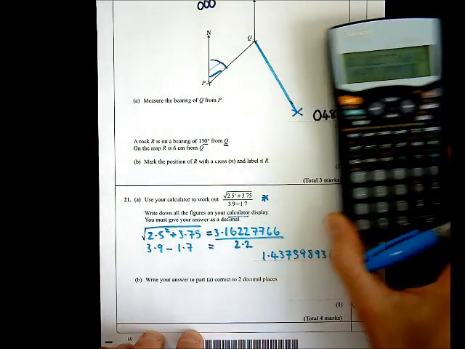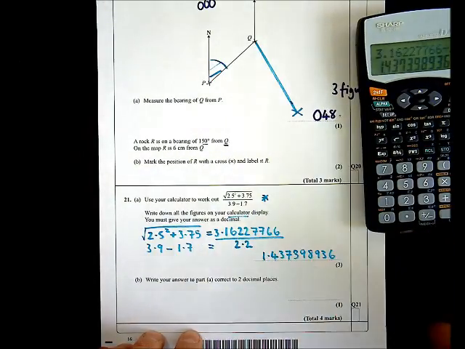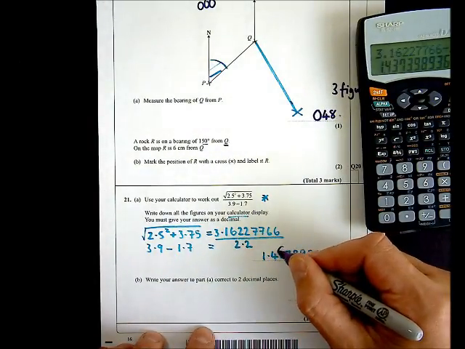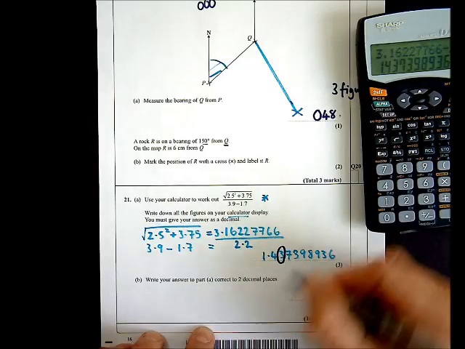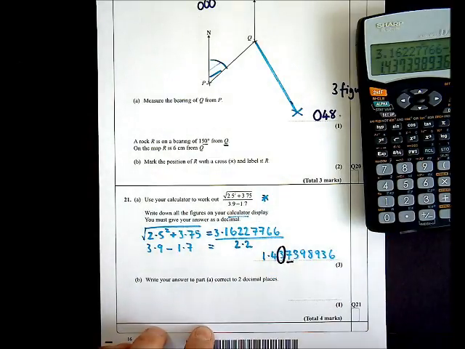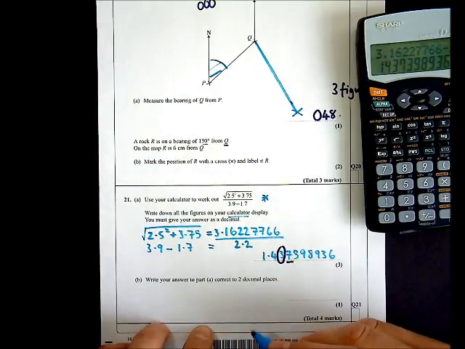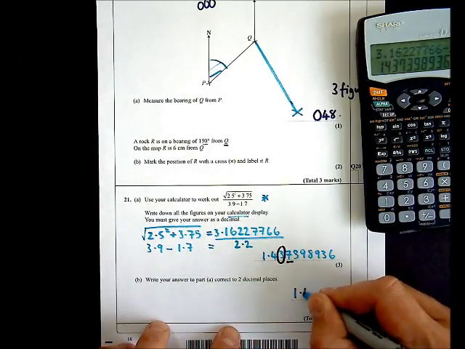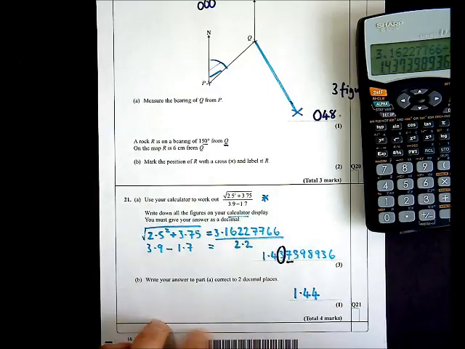In part B, I'm asked to round that correct to 2 decimal places. So I'm going to find the second decimal place, which is the 3, and I'm going to underline the number after it, the 7. The 7 is going to round the 3 up to a 4, so I'm going to have 1.44, correct to 2 decimal places.